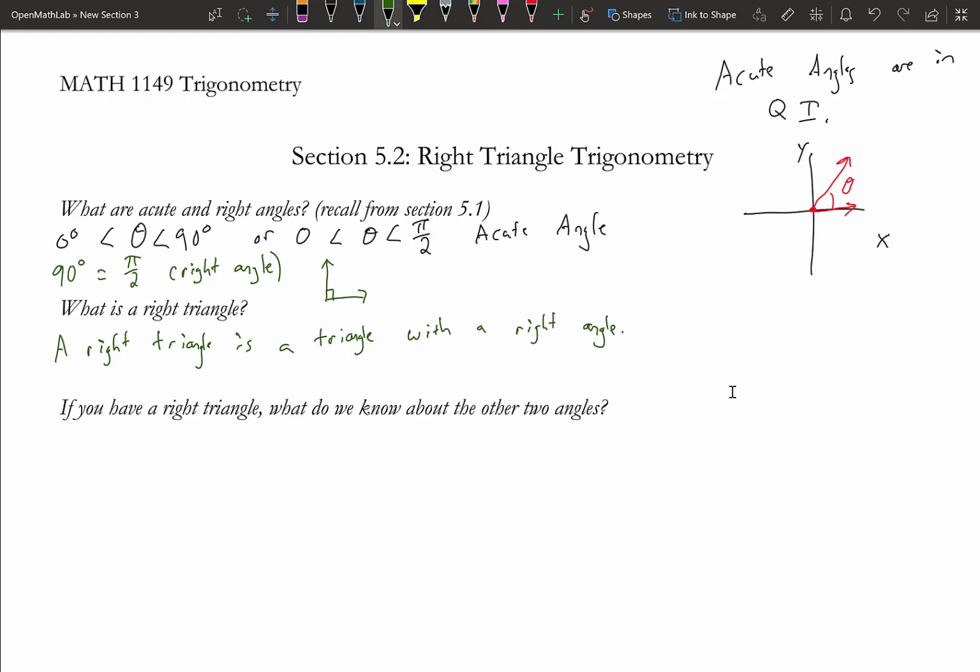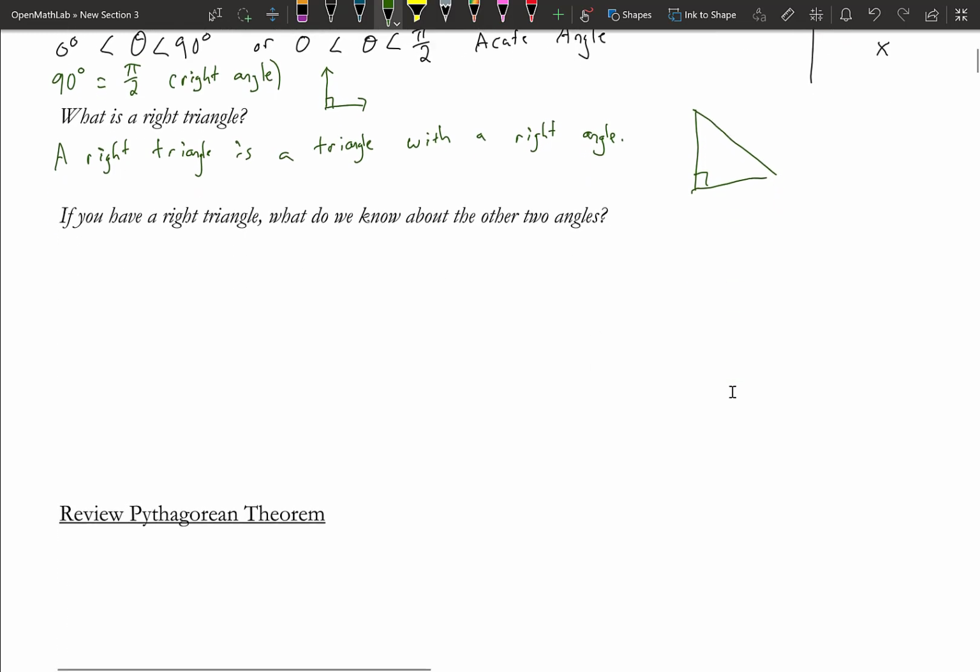Essentially if I have a triangle, only one of the angles can be a right angle. You can't have a triangle with two right angles, because a triangle always has three angles, and the sum of all the interior angles in a triangle is 180 degrees.